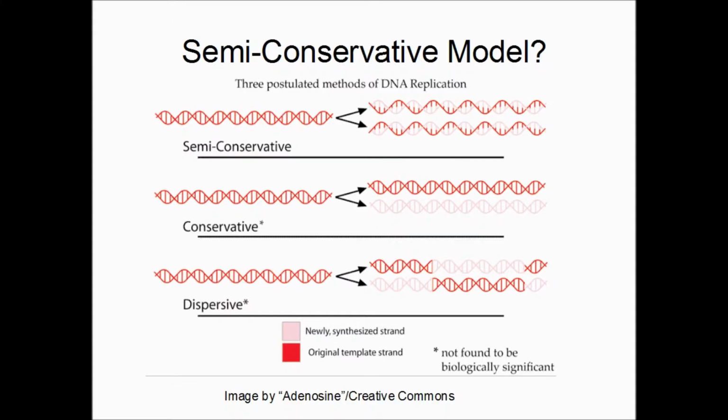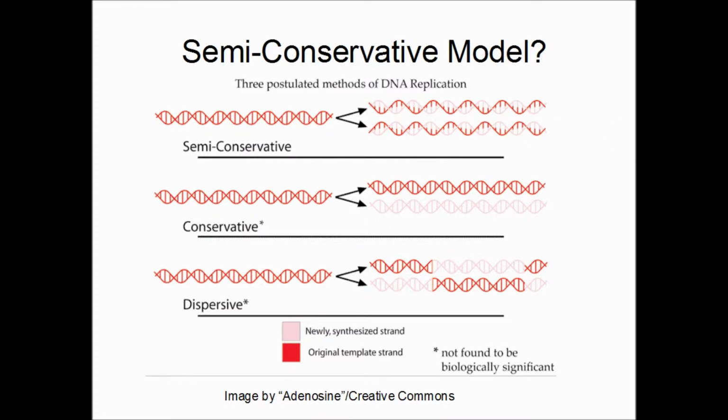Early in the discovery of this molecule and the mechanism by which it reproduces, there were some questions about exactly what went on. And there were three models that were proposed. The first one was the semi-conservative model, which is what Watson and Crick tended to believe in and support. This was the idea that an entire strand of DNA would be conserved when DNA was replicated, and that it would then be paired up with an entire strand of new DNA.